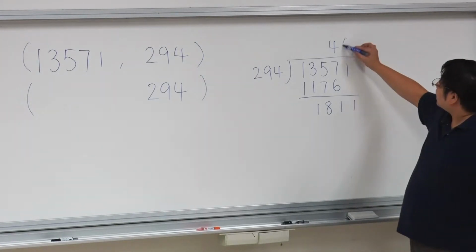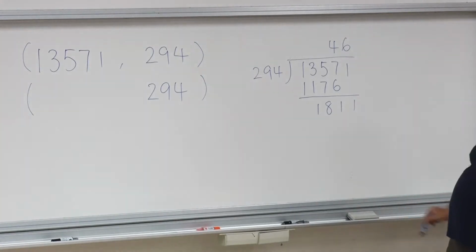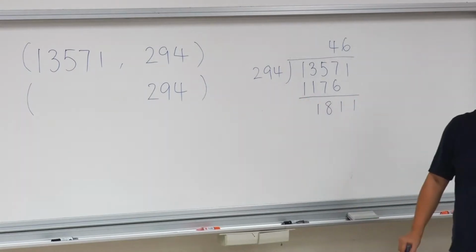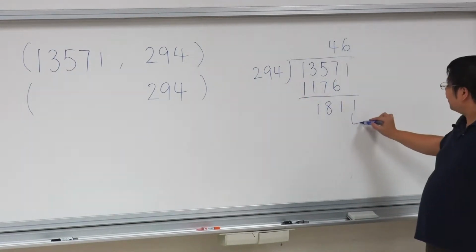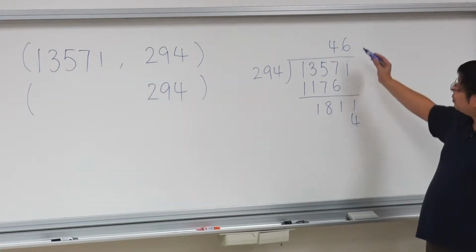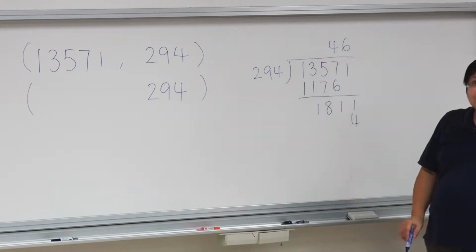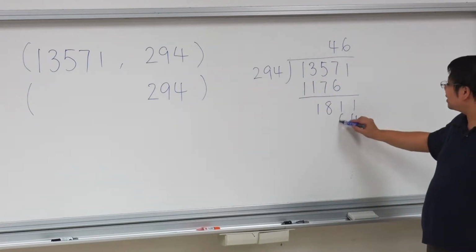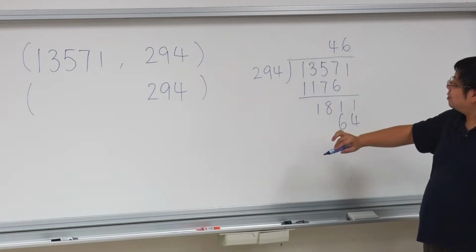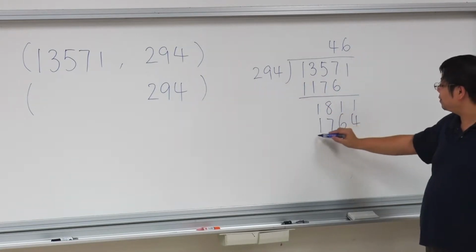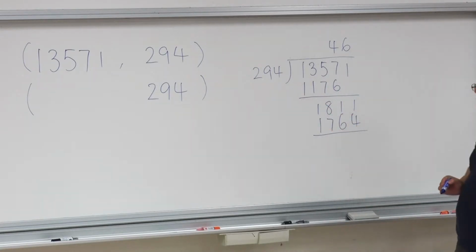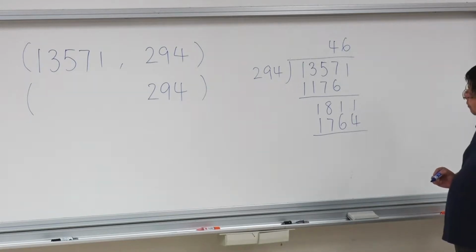Looks like we can get a 6 here, because it is roughly 300. Yeah, 6. So 6 times 4 is 24. 6 times 9 is 54, right? So 56. 6 times 2 is 12, so we get 1764. Is that okay? 1811, 1764.